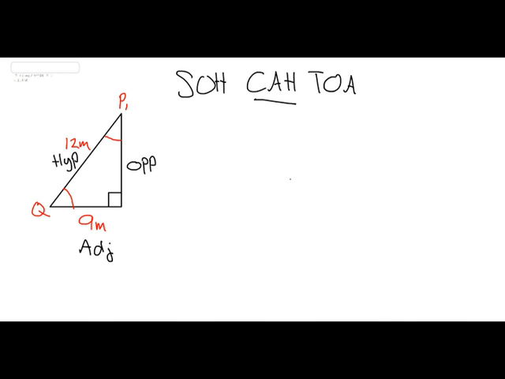And again, because we're looking for an angle, we're going to be using the inverse cos. So the inverse cosine of adjacent over hypotenuse is going to give us our angle Q. In this case, adjacent is 9, hypotenuse is 12. So we have inverse cos of 9 over 12 is going to equal our angle Q. Let's punch this into our calculator and see what we get. We find that to the nearest degree, Q is equal to 41 degrees.